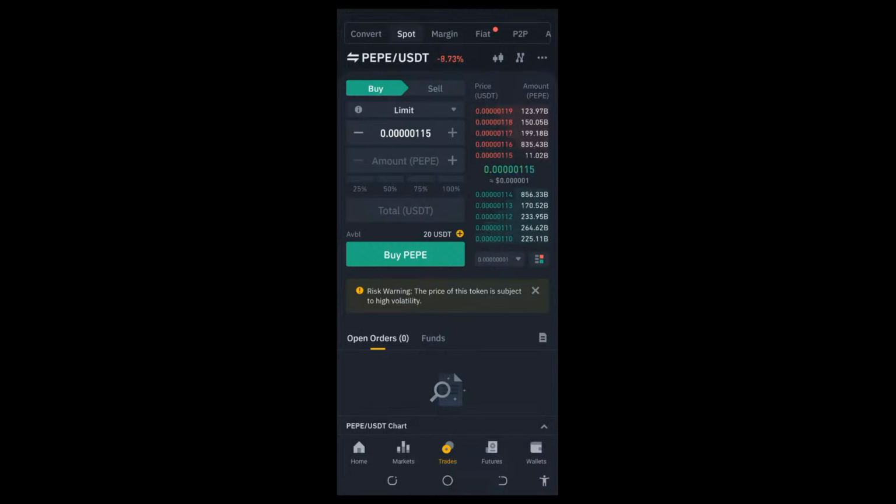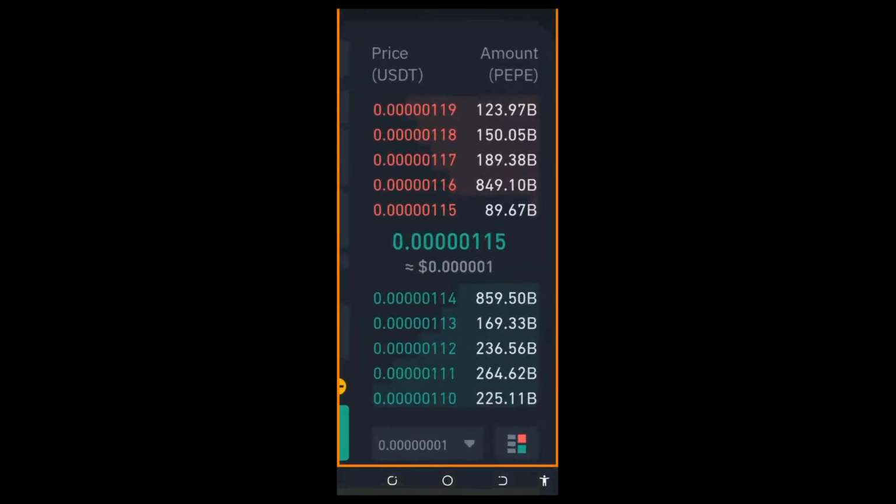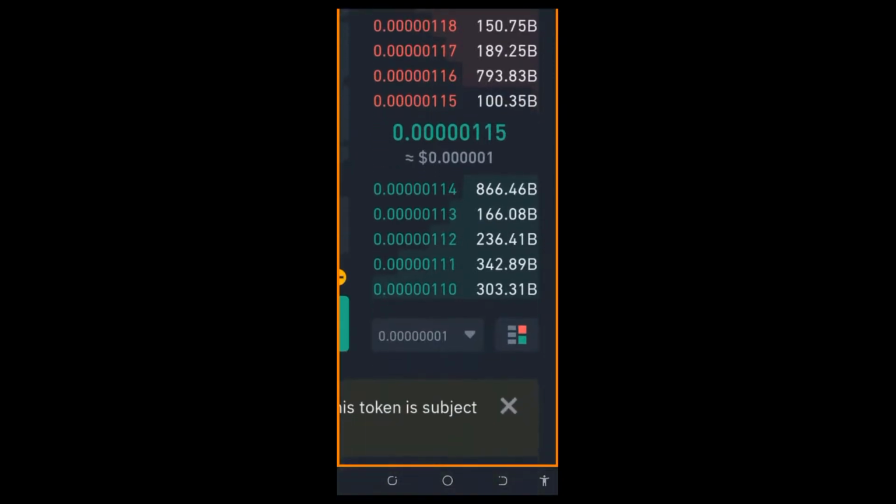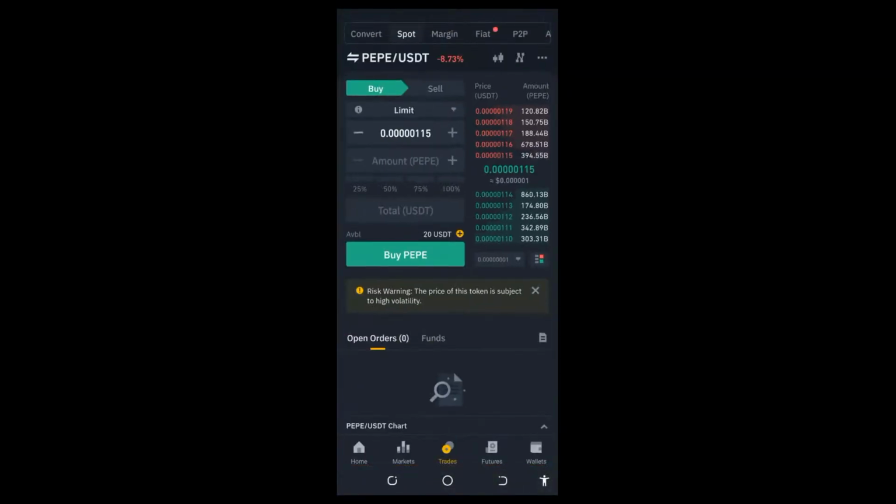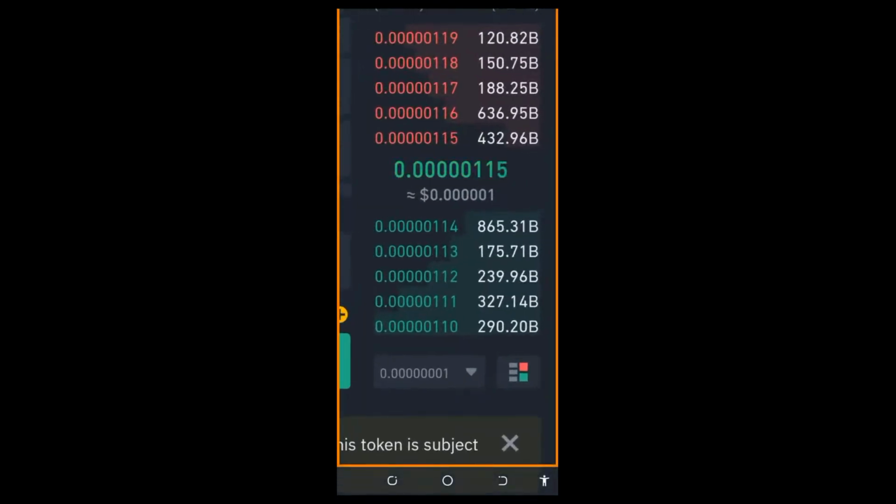Now, look at this. Can you see how this is fluctuating? It's fluctuating between 115, 114, 116. It's just going up and down. And that's the thing. When you come over to a place where you want to do your spot trading, you have to have velocity. Can you see what's going on here? That shows you that things are moving. Can you see how it's moving? That's what we want to see.